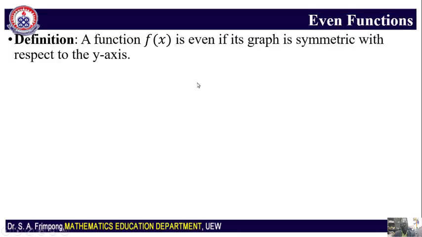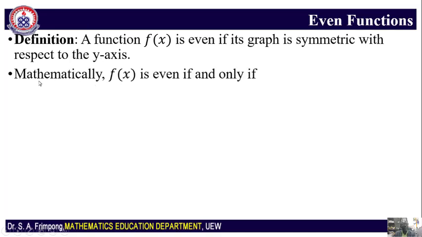Let's start with the even function. We say a function f of x is even if its graph is symmetric with respect to the y-axis. So I hope you remember that. Symmetric with respect to the y-axis. A function f of x is even if its graph is symmetric with respect to the y-axis.